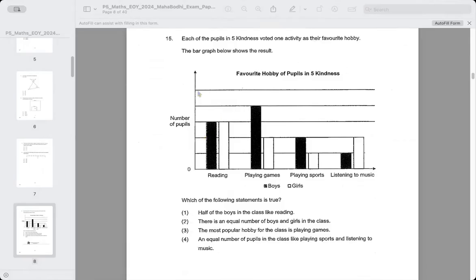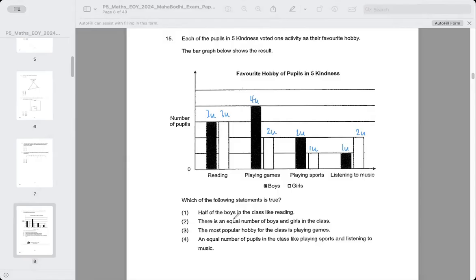So for reading, for boys, it'll be 3 units. Each interval represents 1 unit, okay? And then for the girls, also 3 units. And then for playing games, it's 4 units for the boys and 2 units for the girls. Okay, for playing sports, it's 2 units for the boys and 1 unit for the girls. And then for listening to music, it's 1 unit for the boys and 2 units for the girls. Okay, so with this, let's look at the statements below to see which one is true.